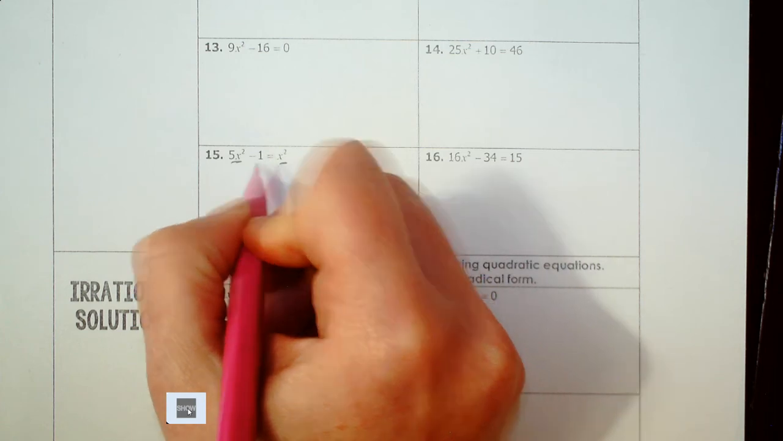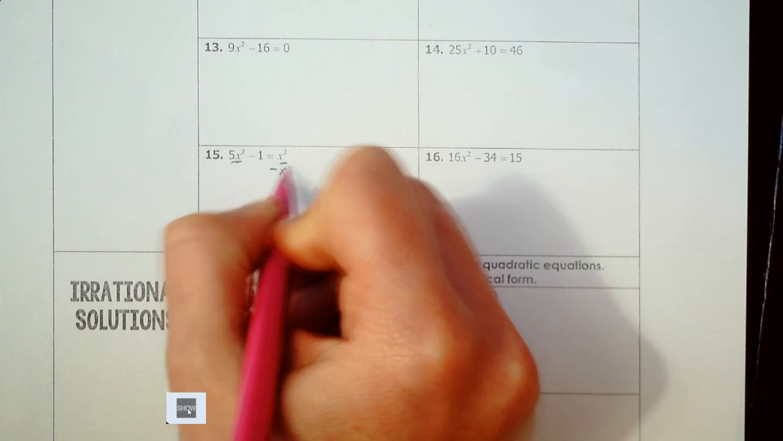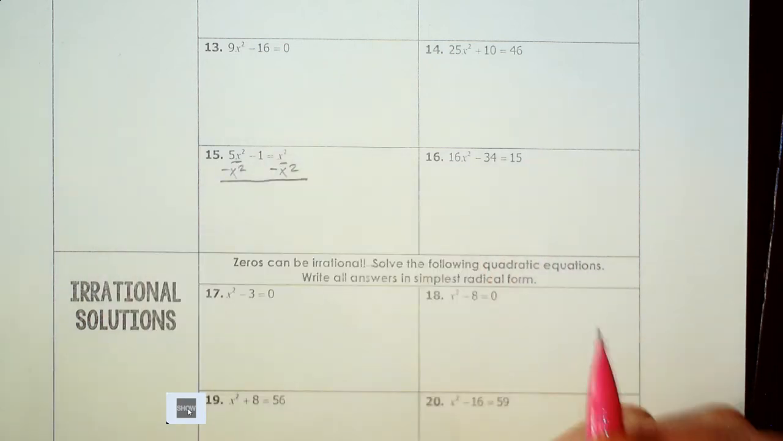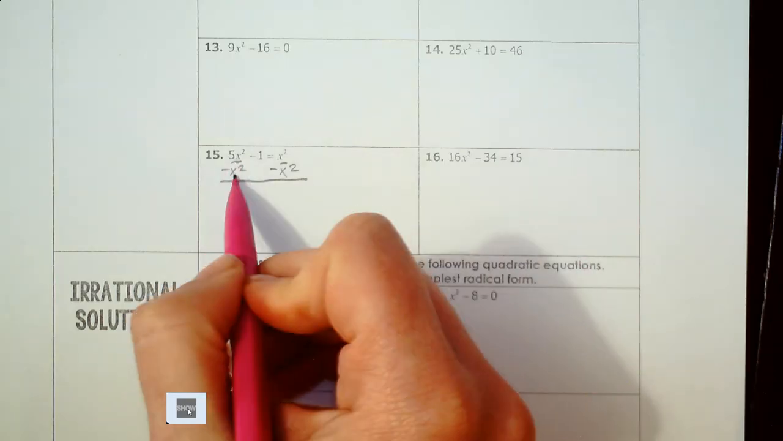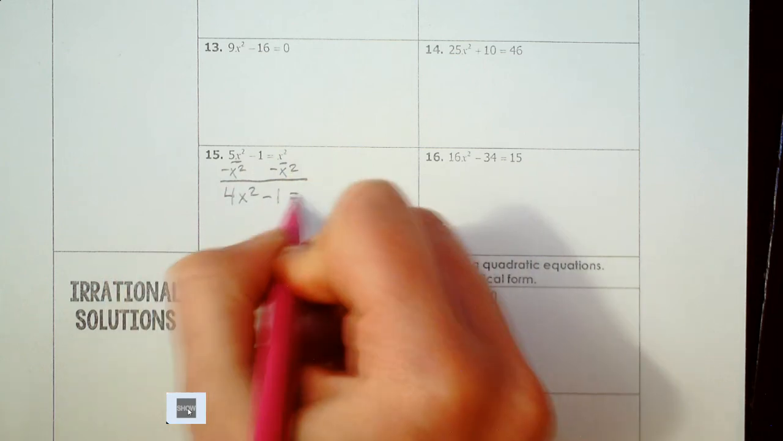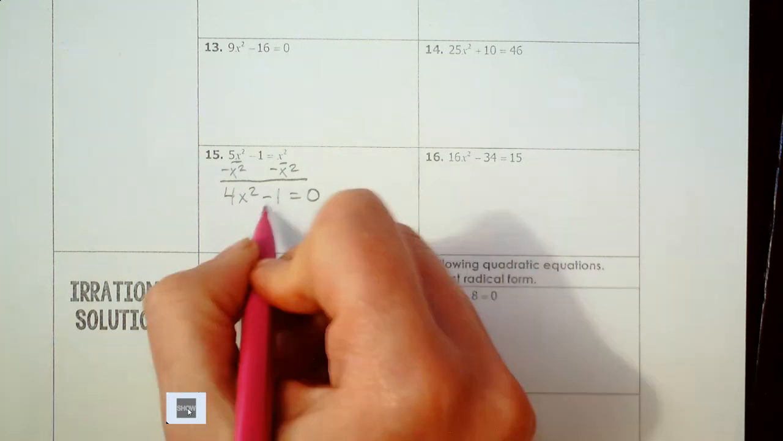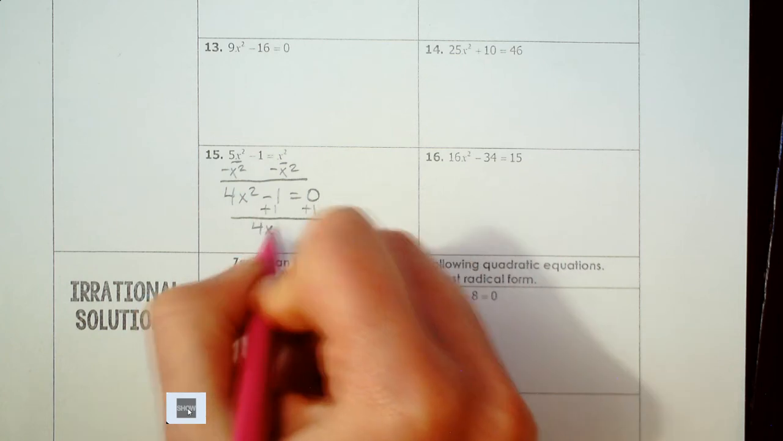First thing we need to do is get our x squareds together. So let's subtract x squared, subtract x squared, okay, to move it to the other side. So if I have 5x squareds and I subtract an x squared, now I have 4x squareds minus 1 equals nothing or 0. All right, then I'm going to add 1. 4x squared equals 1.